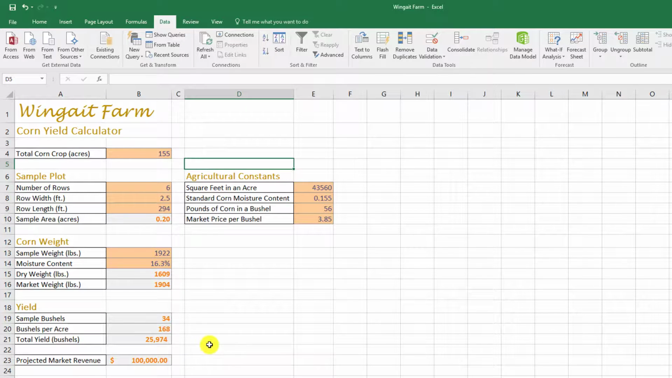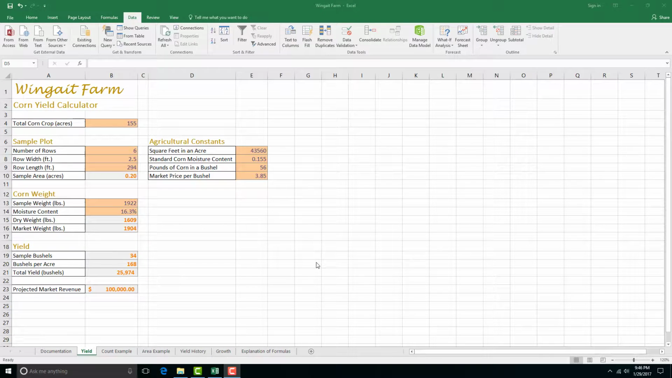So that's how you should use the what if analysis, and more specifically Goal Seek within What-If Analysis. I hope that was helpful for you.